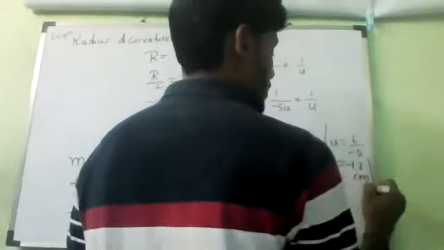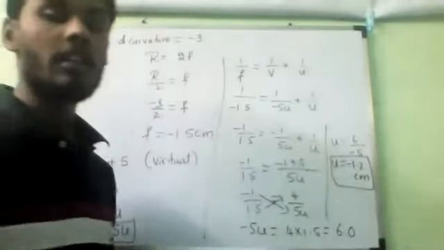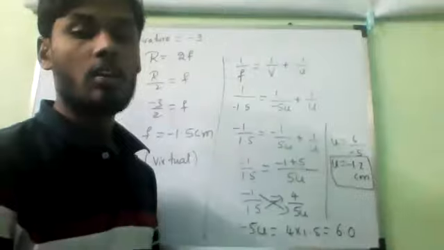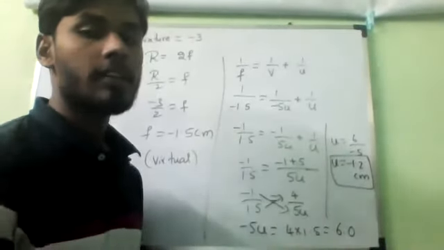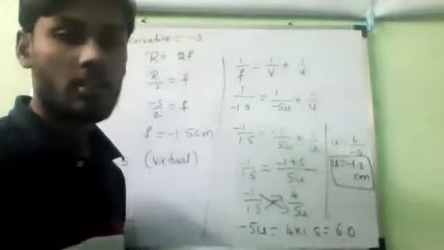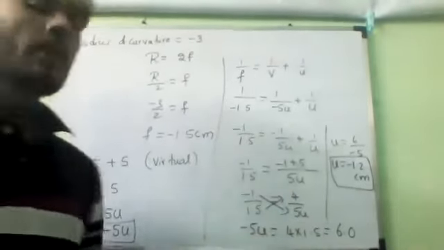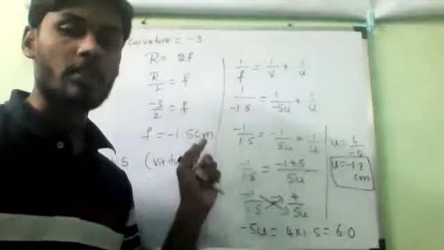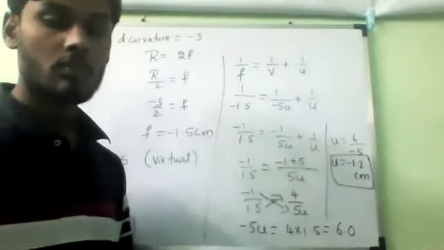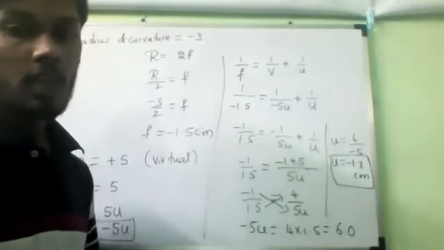That's all. So if you want to get a 5 times magnified image, we have to place the dentist mirror 1.2 centimeters from the dental cavity. All of you should write: U is equal to minus 1.2 centimeter. Do you understand? Is there any doubt? Anybody, ask me, please. Do you understand or not? Yes, sir.